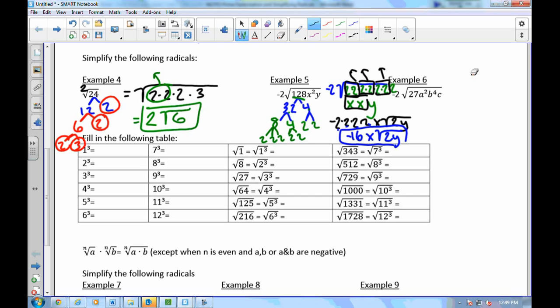Once again, we'll start calling pairs. Okay, the 27 breaks down into 3 and 9, and the 9 breaks down into 3 and 3. Since it's a square root, we're looking for pairs. So I have a pair of 3s. I'm kind of running out of room, so I'll try to put them out here, I guess. 3, 3, 3, 2 A's, 4 B's.